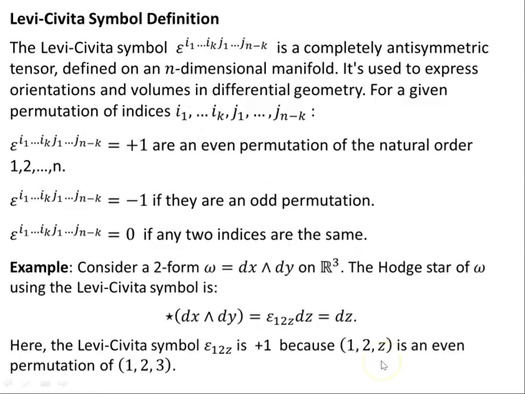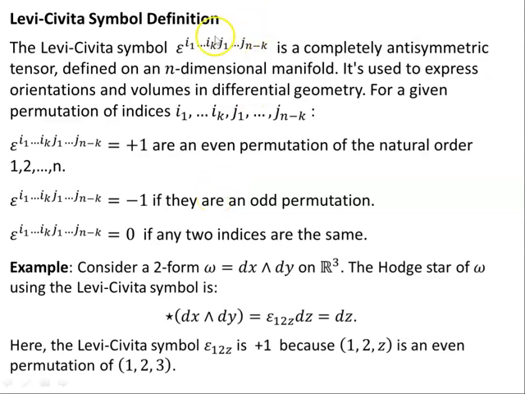Anyway, let's move on. The Levi-Civita symbol definition: the Levi-Civita symbol, epsilon, with all those indices up there, we can have it lower down as well, is a completely anti-symmetric tensor defined on an n-dimensional manifold. It's used to express orientations and volumes in differential geometry. And for a given permutation of indices, I1 to ik, J1 to jnk, the following holds.